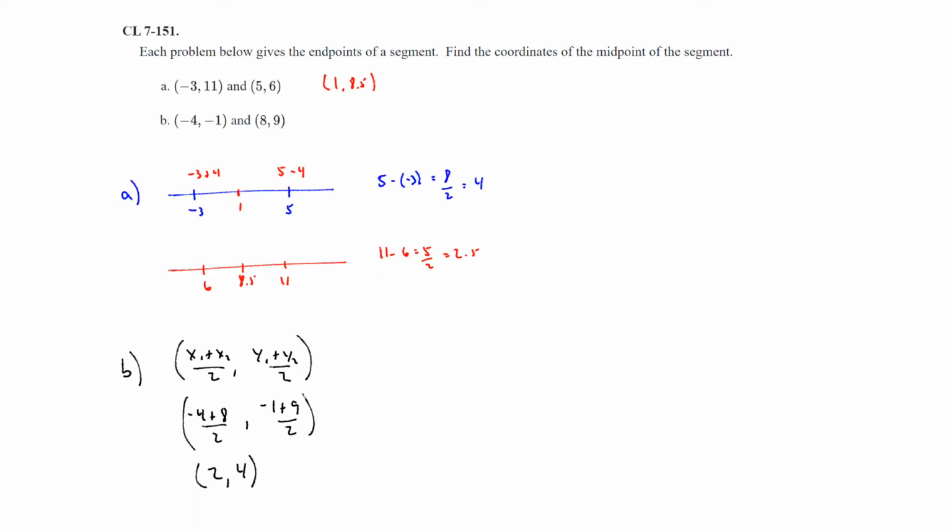So, part A is a little bit more visual, getting you to think through the process. B is more of an algorithm, just plugging in and figuring out what that midpoint is. But either one is fine.